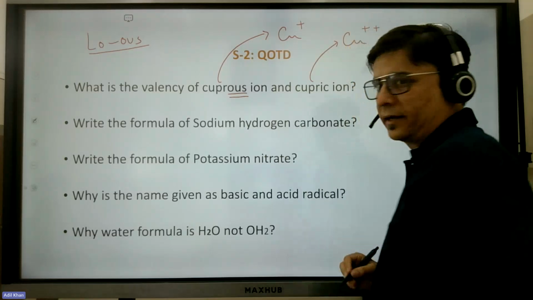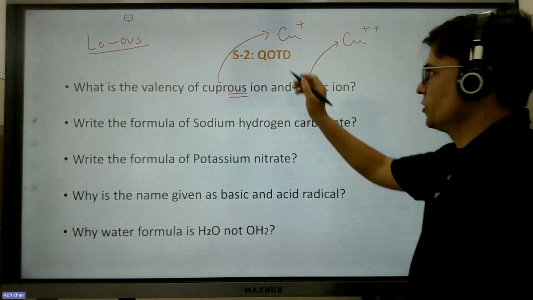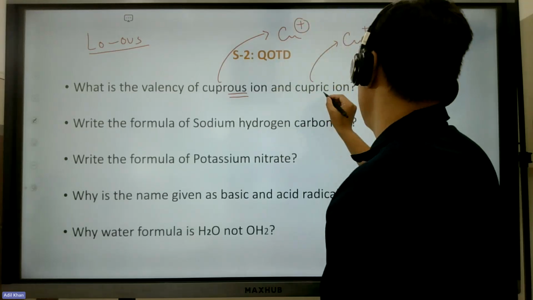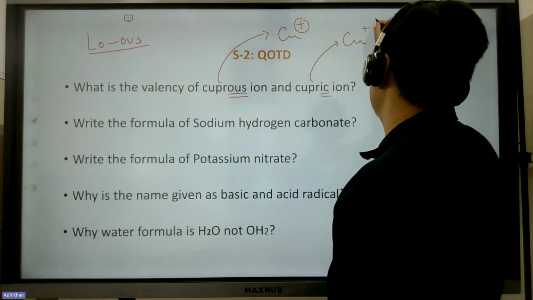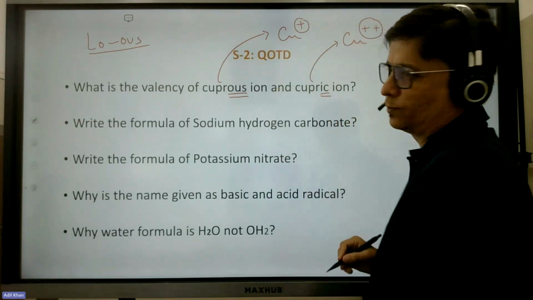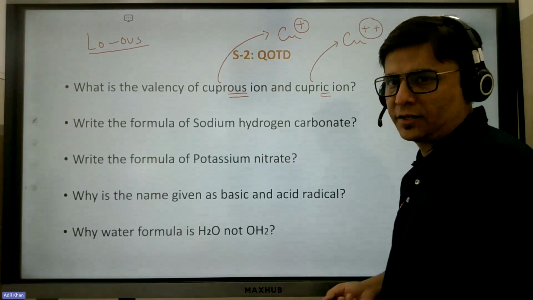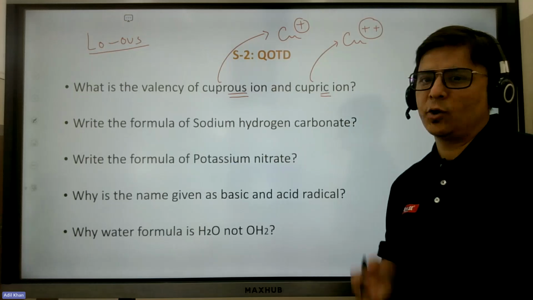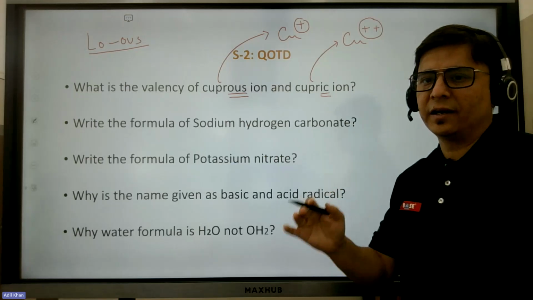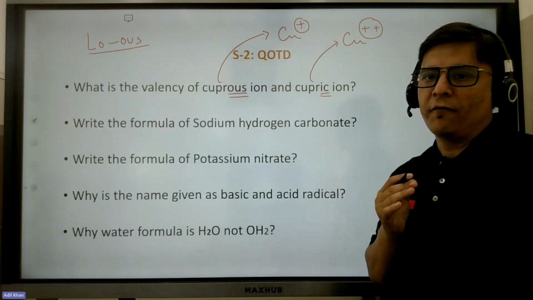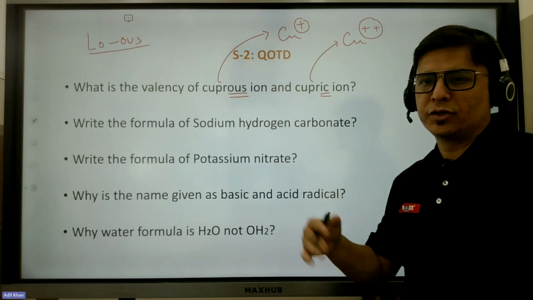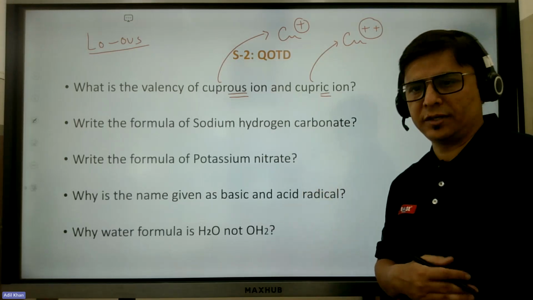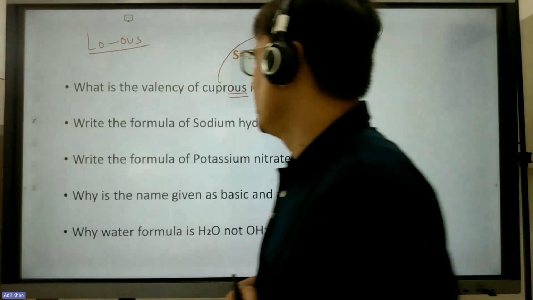So you can even write it like this, 2 plus charge. So this is your cuprous. +1 is a lower charge, that's why us, whereas cupric is the higher charge, that's why it is +2. So it is Cu plus and Cu2 plus. One extra piece of information for you: cuprous ions produce colorless substances, whereas cupric ions produce green or sometimes slight bluish colored compounds, just for your knowledge.